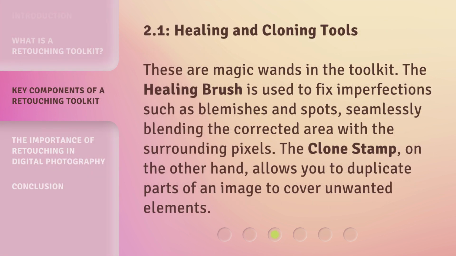2.1. Healing and cloning tools. These are magic wands in the toolkit. The healing brush is used to fix imperfections such as blemishes and spots, seamlessly blending the corrected area with the surrounding pixels. The clone stamp, on the other hand, allows you to duplicate parts of an image to cover unwanted elements.